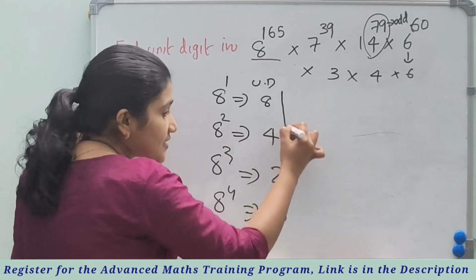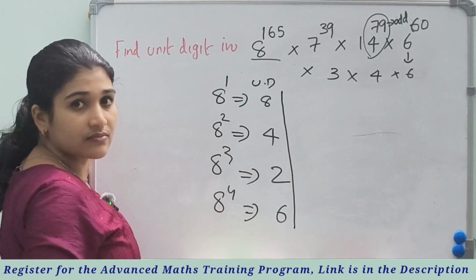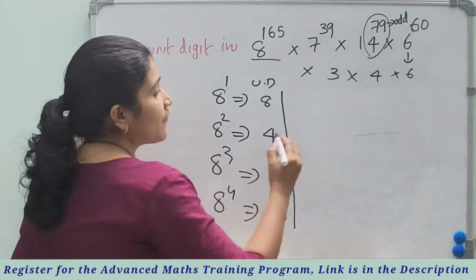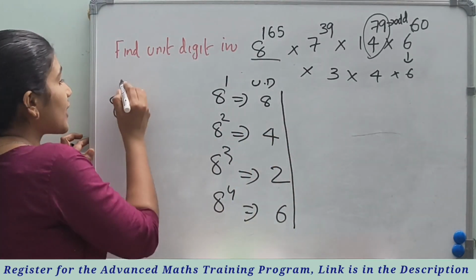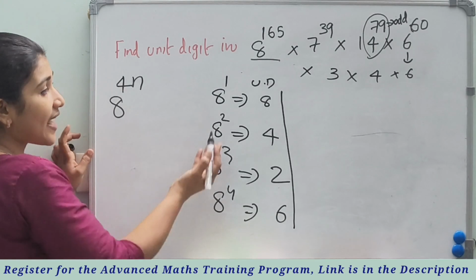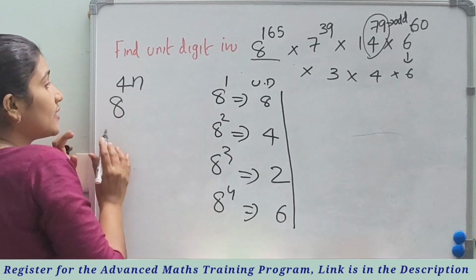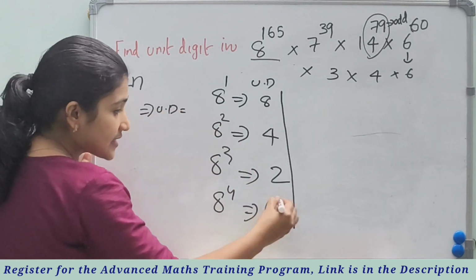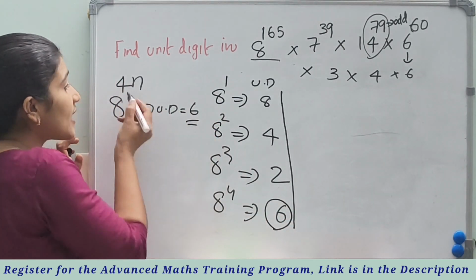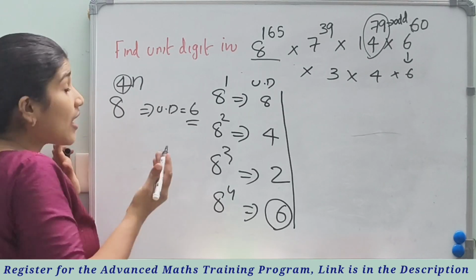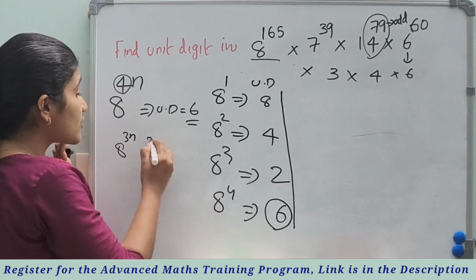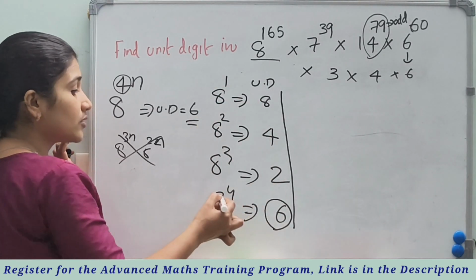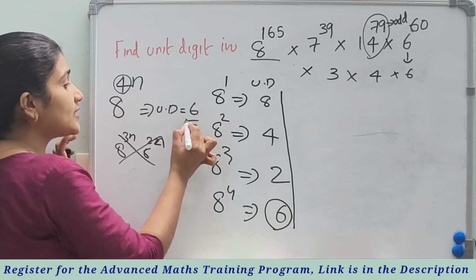So 8 has a cyclicity of 4: 8, 4, 2, 6. Here cyclicity is 4, which means we can write 8 raised to 4n. Then unit digit in 8 raised to 4n will become 6. Because 8 has a cyclicity of 4, we can't write it as 8 raised to 3n or 8 raised to 2n. This is wrong. Which means 8 raised to 4n unit digit is 6.